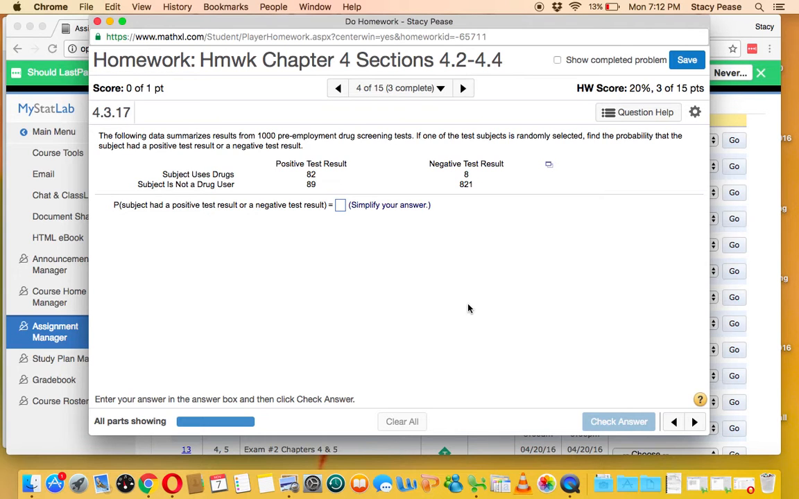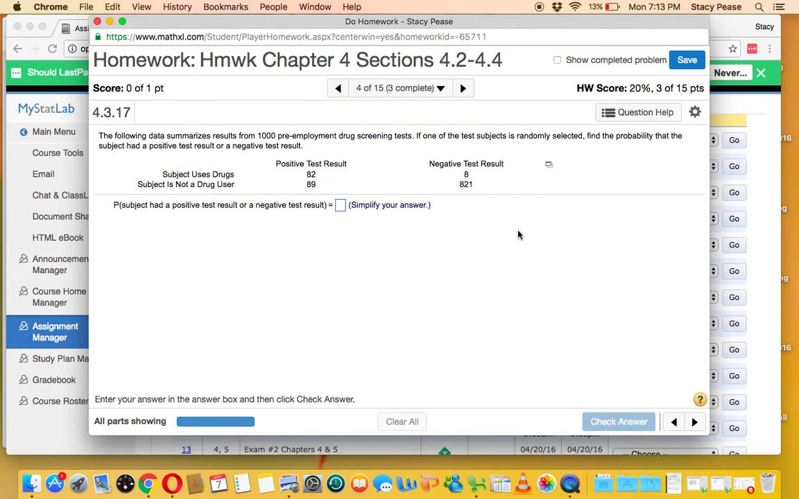They are giving you the 1,000 people that had the pre-employment drug screenings, and they're also giving you how many people fell into what categories. But the thing is, you don't even need any of that information to answer this question. Let's look at what they're really asking us. We want to find the probability that the person who's randomly selected either tests positive or negative.